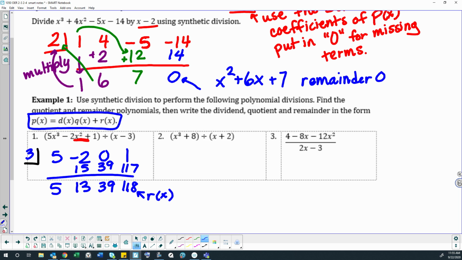So if we write this in the form that they're asking us to do, it would be p of x, our original polynomial, I'm not going to actually write that part out, is equal to d of x, our divisor, times q of x, our quotient, 5x squared plus 13x plus 39. Notice how I didn't write it down without putting those x's in there. And then plus 118.